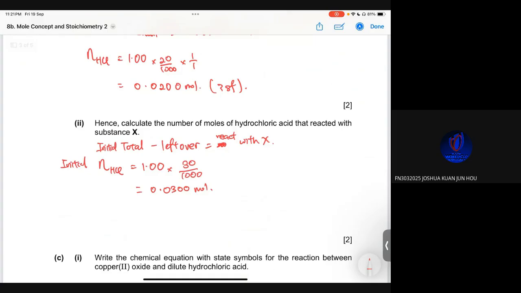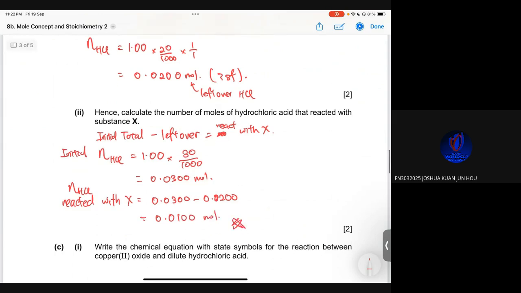Then I want to find how much reacted with X, right? To find the amount that's reacted with X, number of moles of HCl reacted with X will be taking the initial minus the leftover, which is 0.20. So this is the leftover HCl. Then you're going to get 0.0100 mol. Okay, so this is part 2 already. Bracket 3SF.